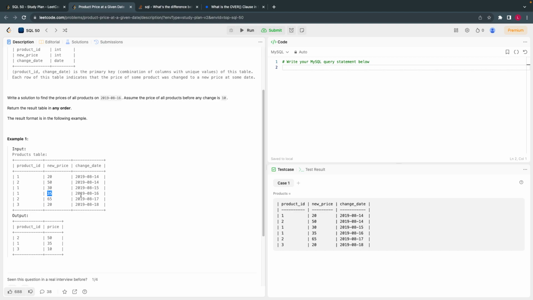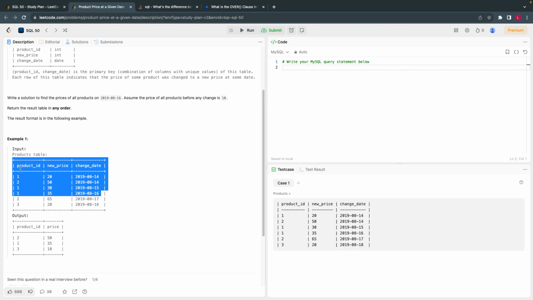On this date, whatever price I had for all the products, I have to print. So for product 1, the price was 10, 20, 30, 35. 35 is what we have to print, because that is what they are asking us to print.